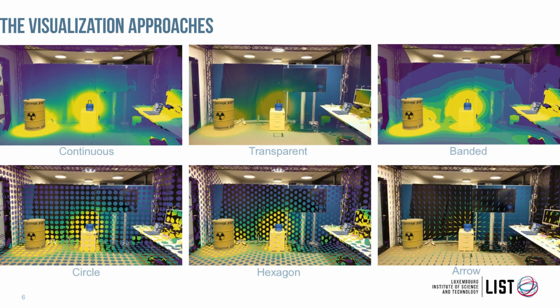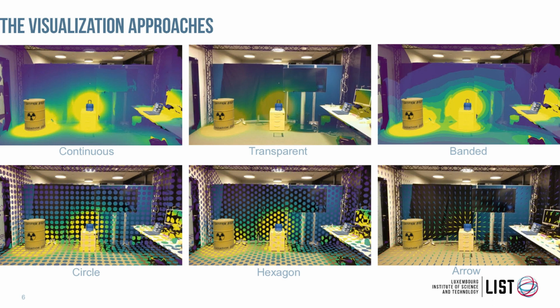6 different visualization approaches were developed, including 3 that use stencils, one of which explicitly encodes direction. We used the Viridis color map for all approaches, as it is considered effective and is more resistant to red-green color blindness. Continuous is the base condition, and it uses the full Viridis scale to display radiation intensity. Transparent is similar to continuous, but the opacity is set to 33%.